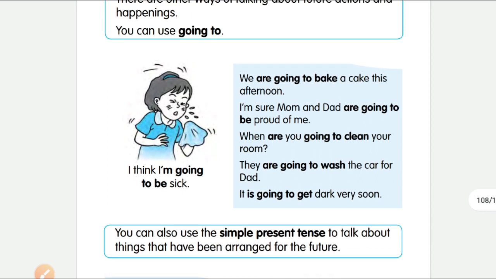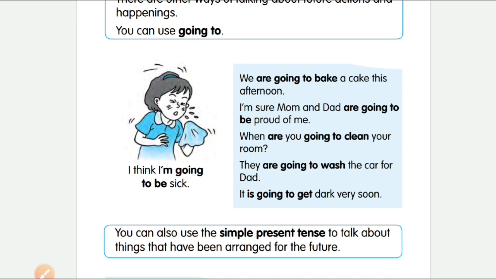It is very much used. It means if you are planning something, for example, we are going to bake a cake this afternoon. It has not happened yet, but you are planning to do it in the afternoon. So you can also write, suppose, I am going to take online classes tomorrow. I have not taken them yet, but I am planning. So I can also say I am going to get it done.